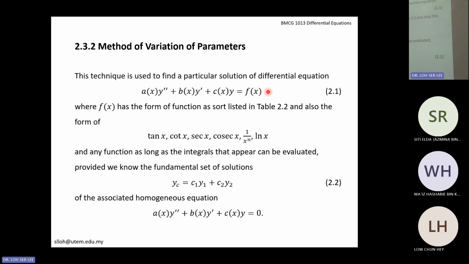So based on this, variation of parameters is actually more powerful than the undetermined coefficients method, because it can accept all kinds of functions, like trigonometric functions, tangent, cotangent, secant, cosecant, or even 1 over x to the power of n, or ln x, or e to the power of x squared, as long as the integrals that appear later can be evaluated.